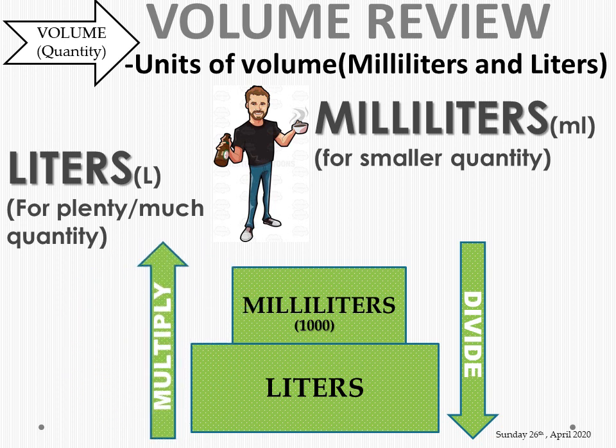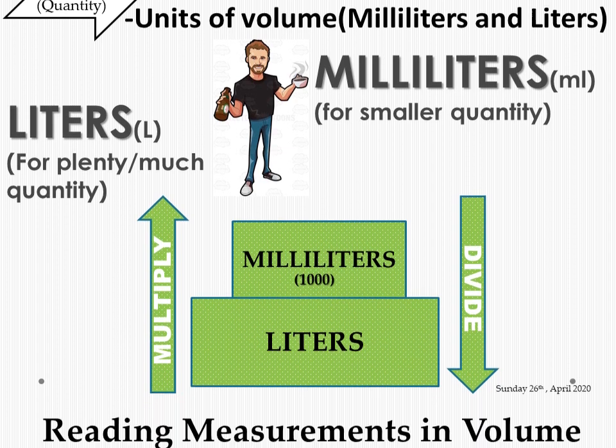Now remember the blocks also: small to big, you divide; big to small, you multiply. What's our block? Milliliters has the smaller block and liters has the bigger block. For this also, you only multiply or divide by 1,000, because 1,000 milliliters make 1 liter.